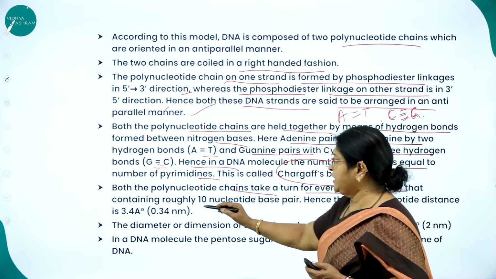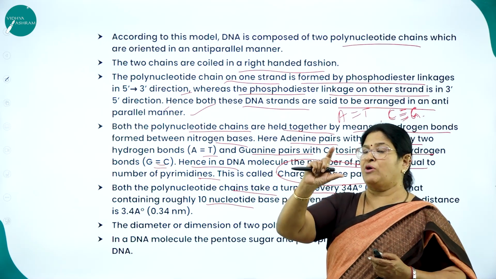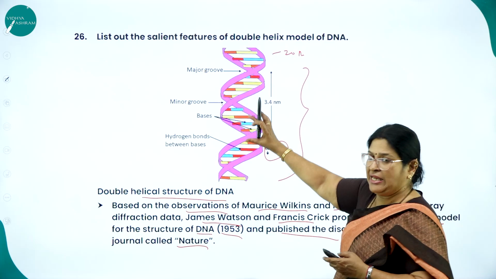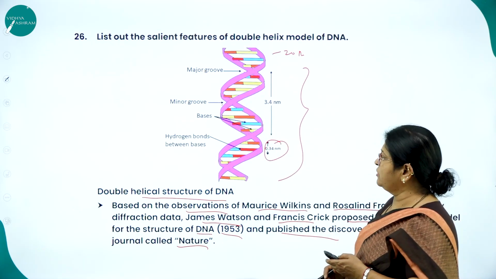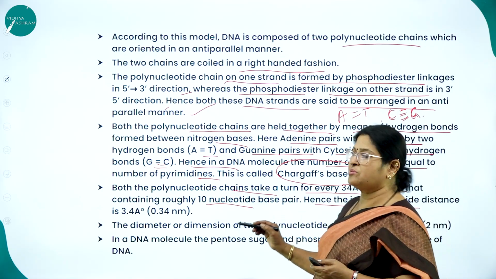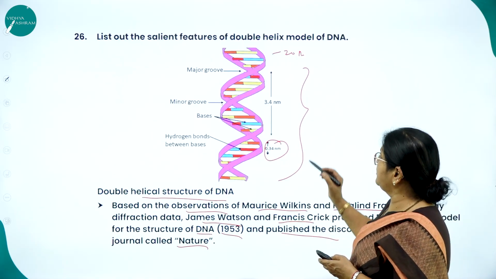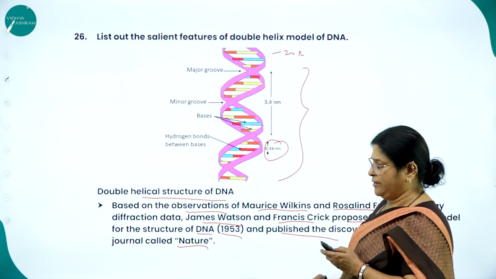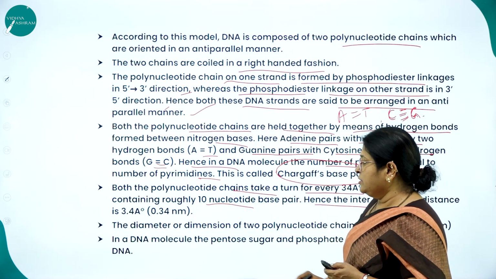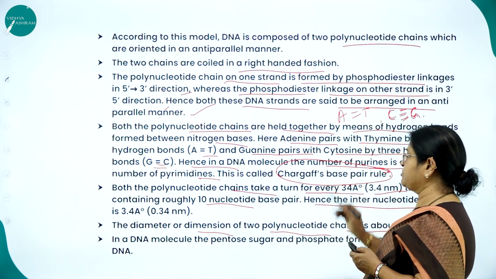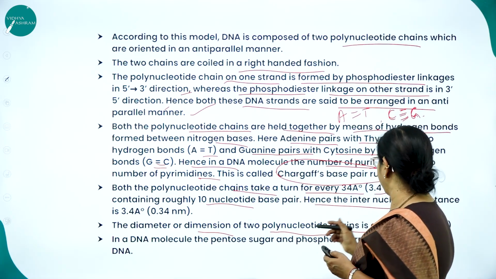Then, both the polynucleotide chains take a turn for every 34 Angstrom units, that is 3.4 nm, that contain roughly 10 nucleotides. So, in the previous diagram you can see, one twist or one helix will have around 10 nucleotides. Hence the internucleotide distance is what? 3.4 Angstrom, that is 0.34 nm. Then the diameter of the two polynucleotide chains is about 20 Angstrom.